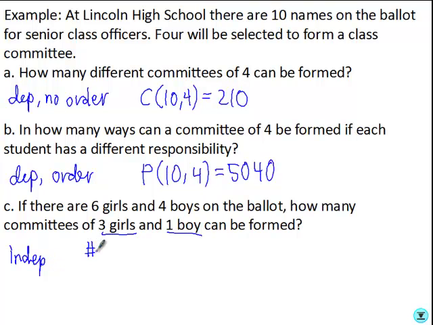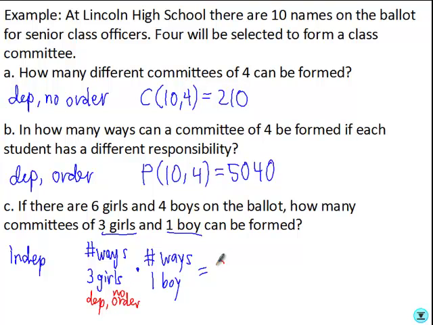So it's going to be the number of ways I can pick 3 girls times the number of ways I can pick 1 boy. That's going to give us the answer. The number of ways to pick 3 girls. Okay, well, if I'm just talking about girls, then my choices are dependent. Once I pick 1 girl, I can't pick her again, and it affects my choice of the other girls. But this is just a committee. The order does not matter.